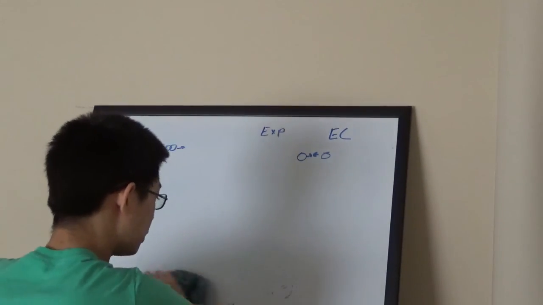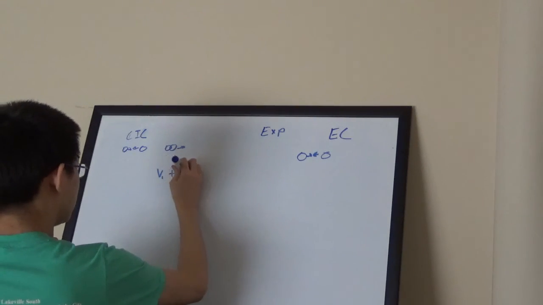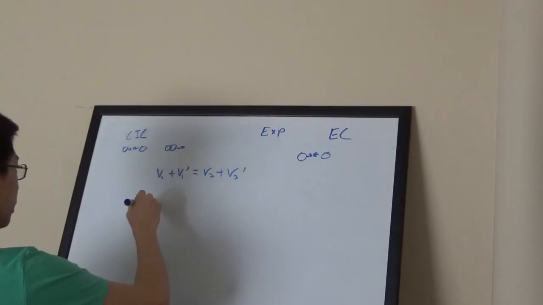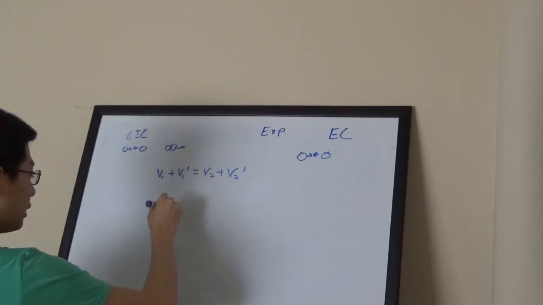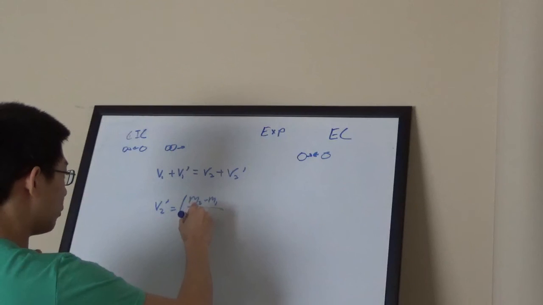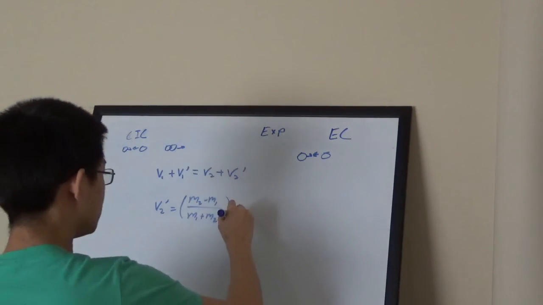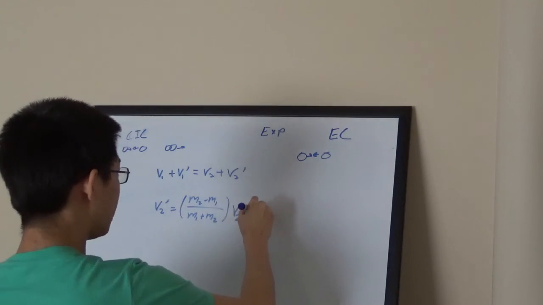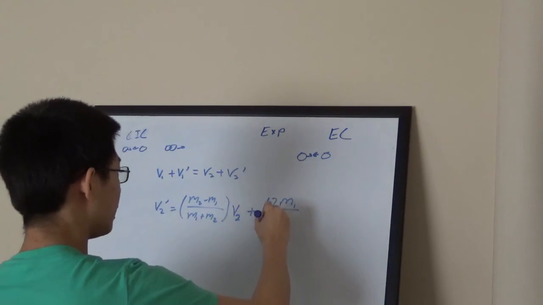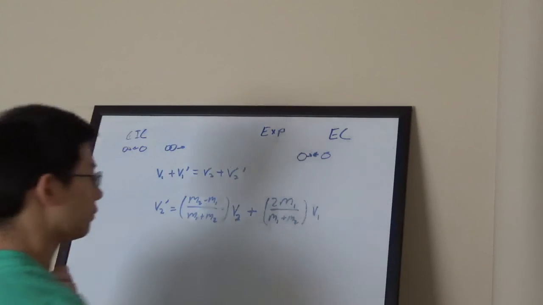So I'll write down the first equation that was important. The first thing that was important is that v1 plus v1 prime is equal to v2 plus v2 prime. But the second thing is, when we rearrange, we can solve that v2 prime is equal to (m2 minus m1) over (m1 plus m2) multiplied by v2 original, plus 2m1 divided by (m1 plus m2) multiplied by v1.